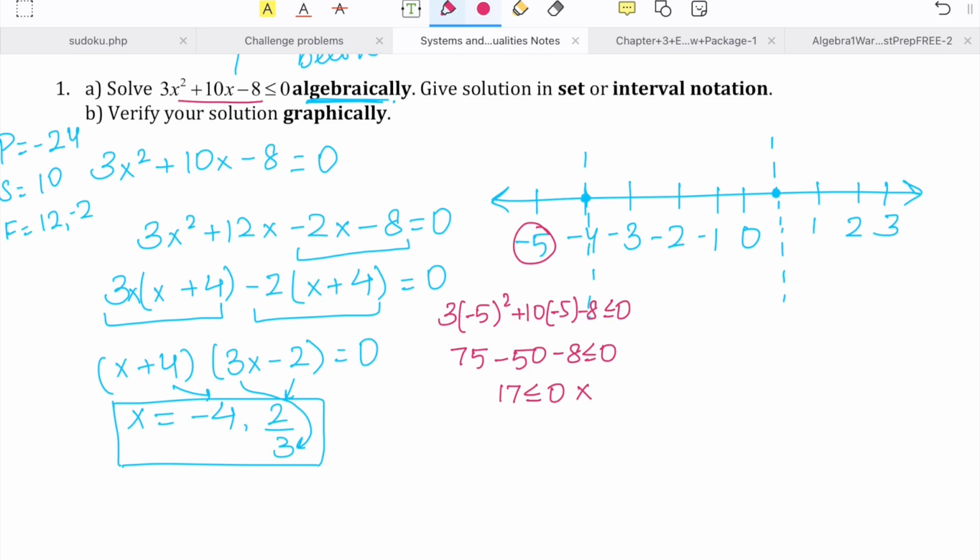Now I'll take a point from here. Let's take 0 because that's always easy. Anything multiplied by 0 is 0. So 3 times 0 squared plus 10 times 0 minus 8 should be less than or equal to 0. 0 plus 0 minus 8. -8 is less than or equal to 0. Is that true? Yes, it is.